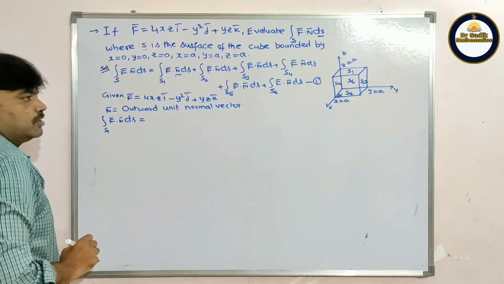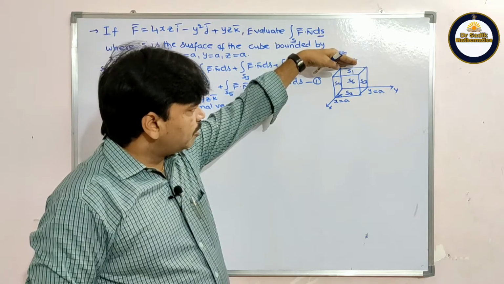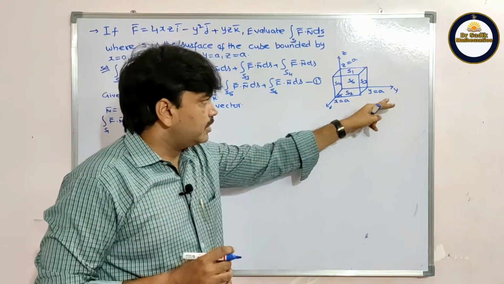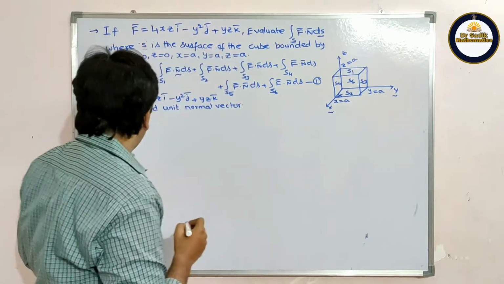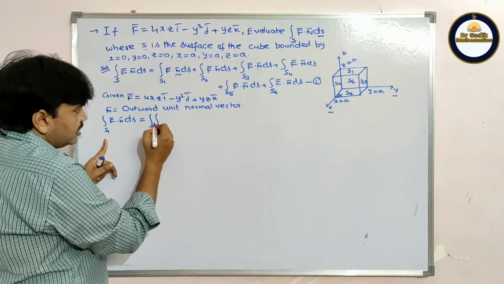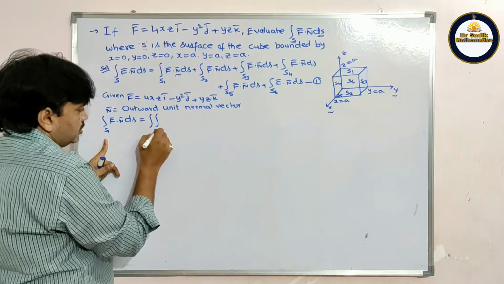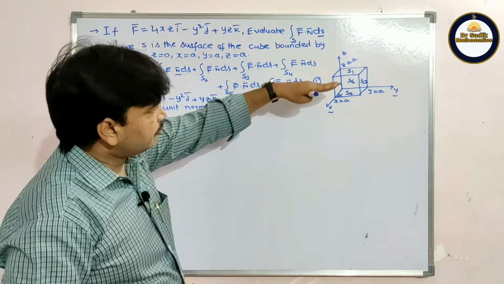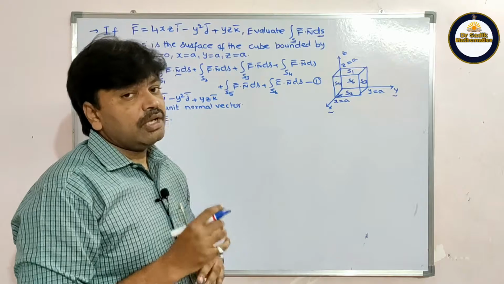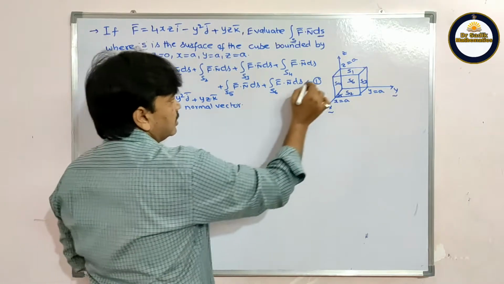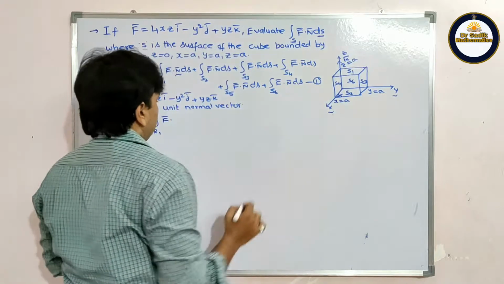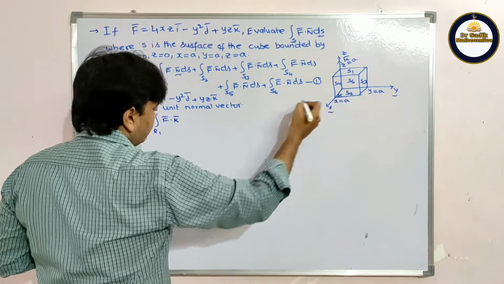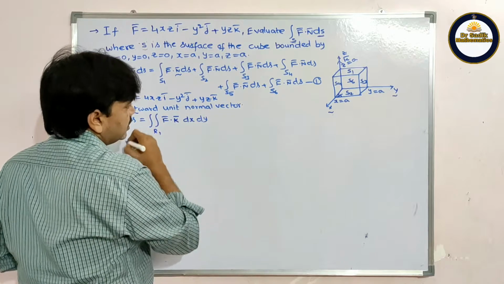That is equal to, where is S1, friends? Here. Now you take the projection on the xy plane. Take the projection of S1 on the xy plane. So this is a double integral over the region R1 in the xy plane, f bar dot n bar. For this surface, what is the outward unit normal vector? Along the z, we know it is k bar. So dot k bar. Now dS, we are taking in the xy plane, so dx dy.